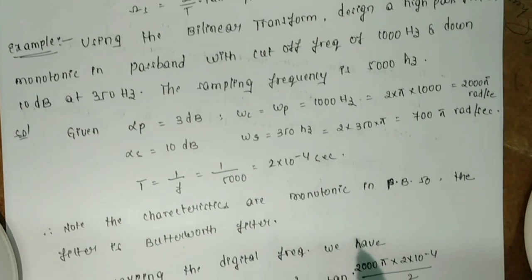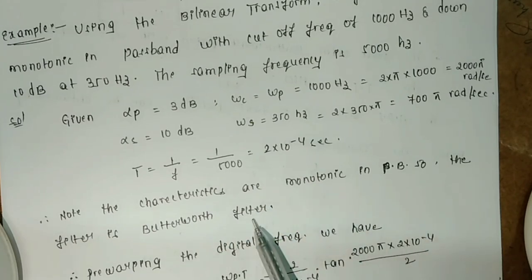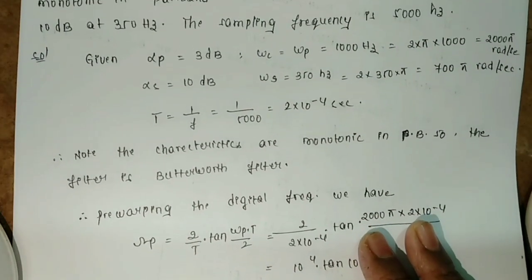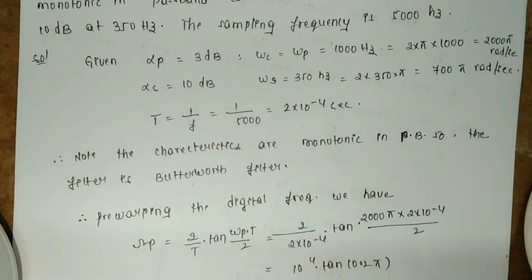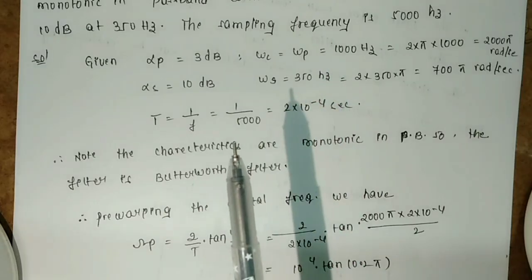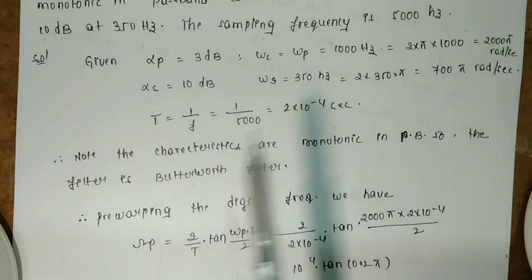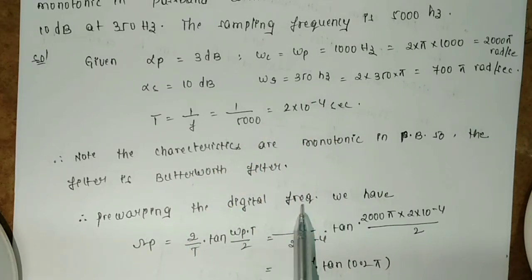Now, I told you the characteristic is monotonic in passband, so the filter is a Butterworth filter. This point we have discussed already. Now before designing that, we have to pre-warp the frequencies. How do we know that we have to pre-warp the frequencies? Because in the problem itself they have given the bilinear transform. Whenever you are designing a filter with the bilinear transformation, it suffers from the warping effect. To avoid that, we have to pre-warp it. So first we are pre-warping the frequencies.